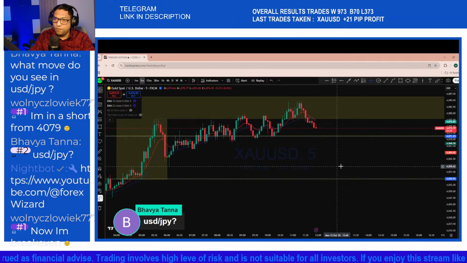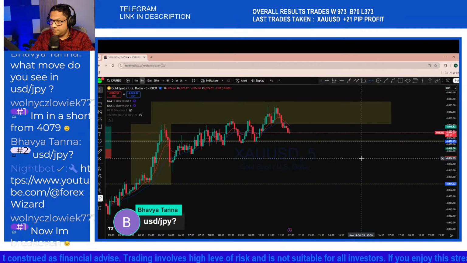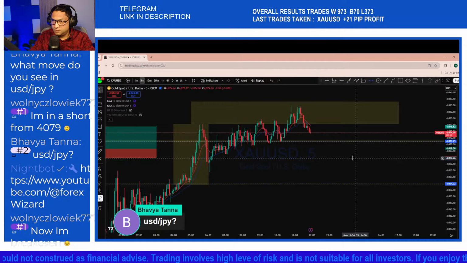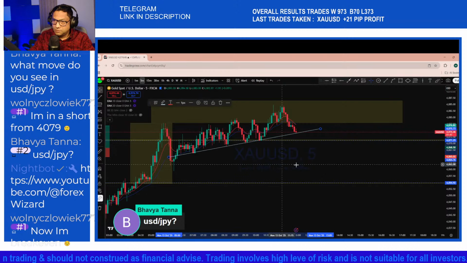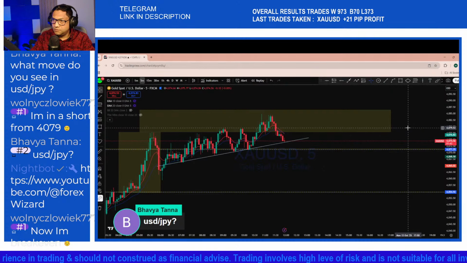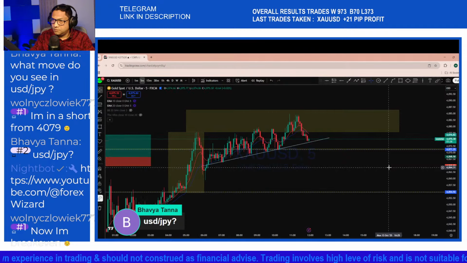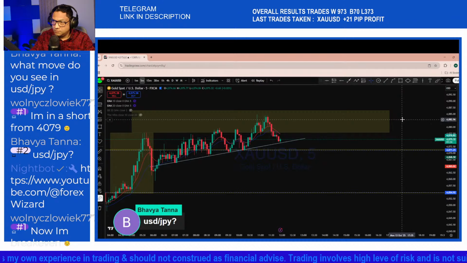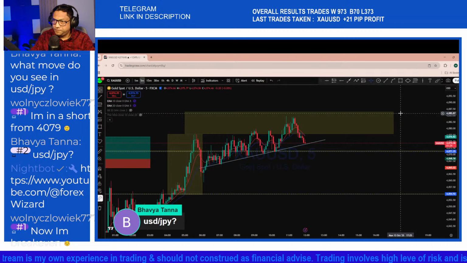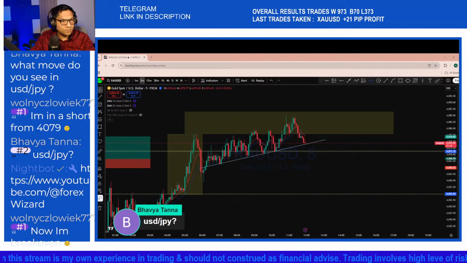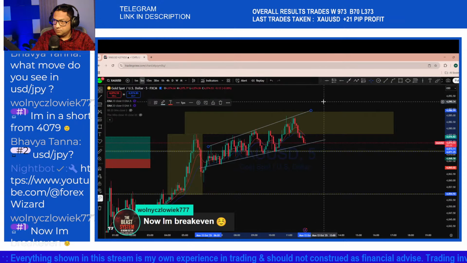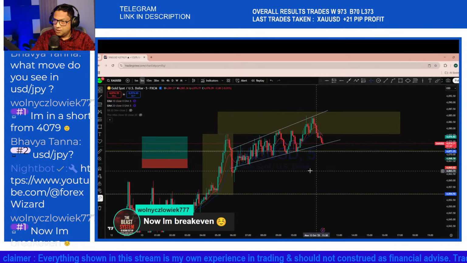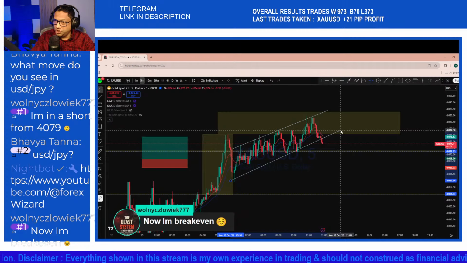Looking at this move back below, this is where the market has created this bullish channel that you can see on gold.